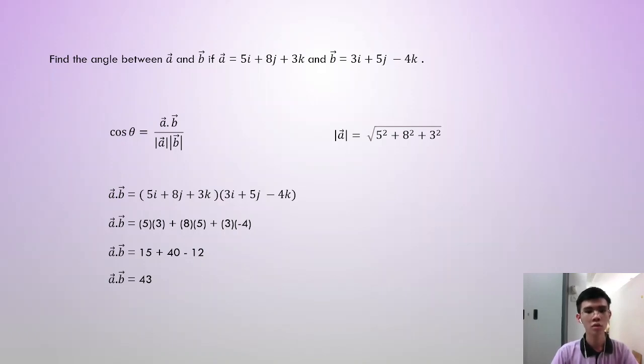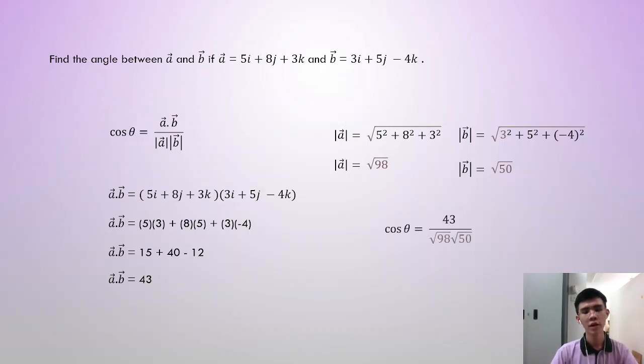The magnitude of a is equal to square root of 5 squared plus 8 squared plus 3 squared, and we will get square root 98. And then we need to find the magnitude of b. b is equal to square root of 3 squared plus 5 squared plus -4 squared, and we get b is equal to square root 50. And after we find out the information, we just replace it in the formula.